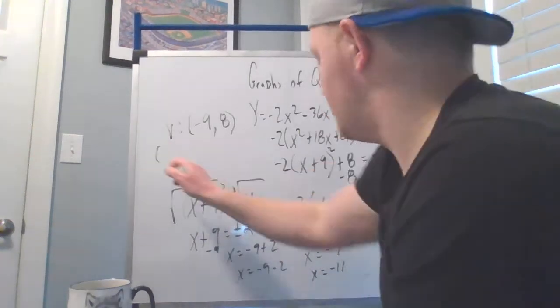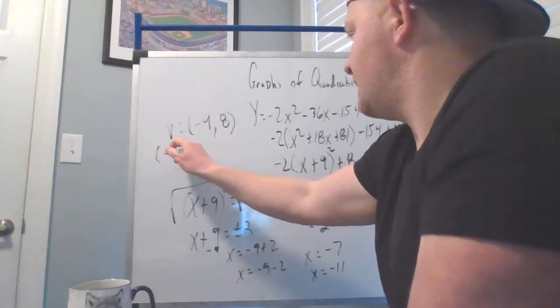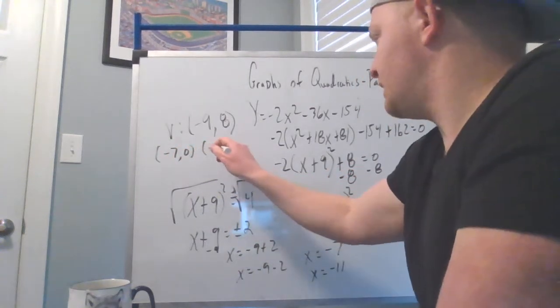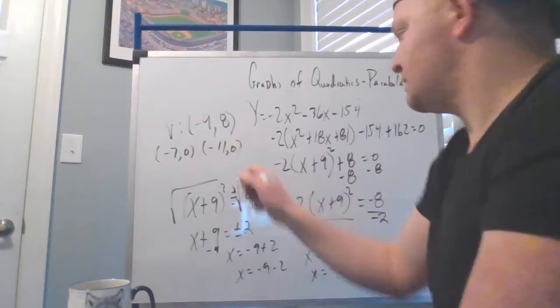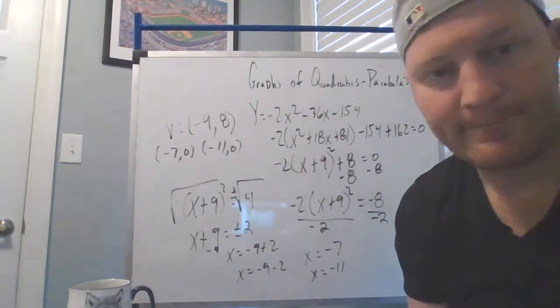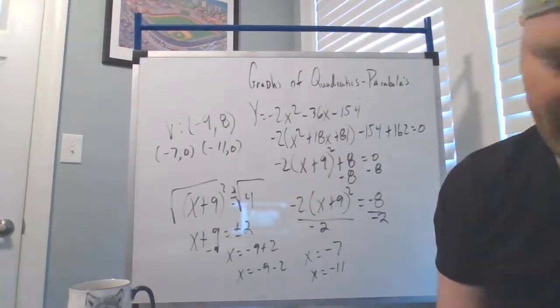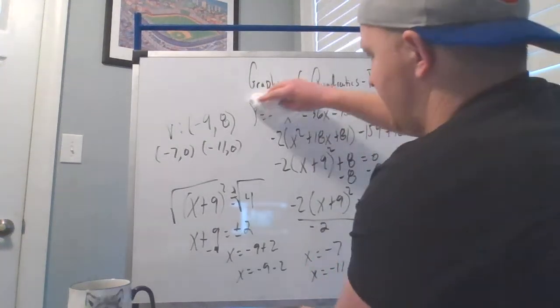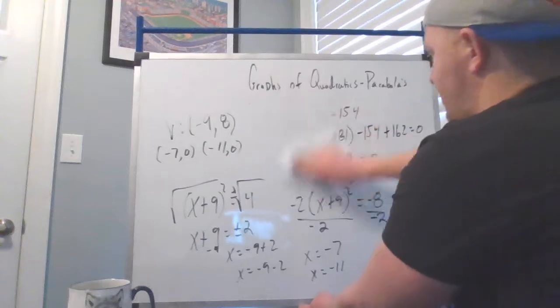So I got 2 more points. I got negative 7, 0. There's one solution, and I got my other solution at negative 11, 0. Okay? So let's go ahead and graph this. Got all that work. Pause when necessary so you can copy all this down.